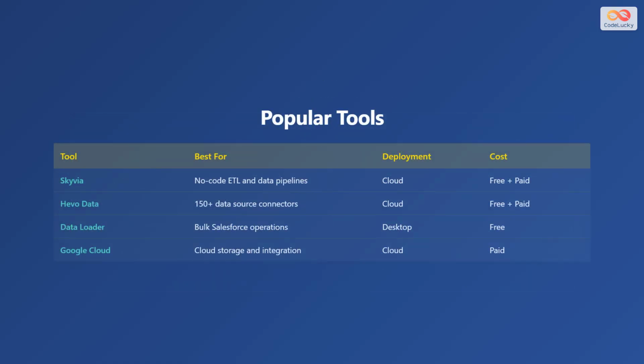Several tools make export-import easier. Skyvia is a cloud-based tool perfect for building no-code extract transform load pipelines and data workflows. Hivo Data connects to over 150 data sources, making it versatile for various scenarios. Data Loader is a free desktop application specifically designed for bulk Salesforce operations. Google Cloud offers comprehensive cloud storage and integration capabilities. Each tool has different deployment options and pricing models, so choose based on your specific needs.